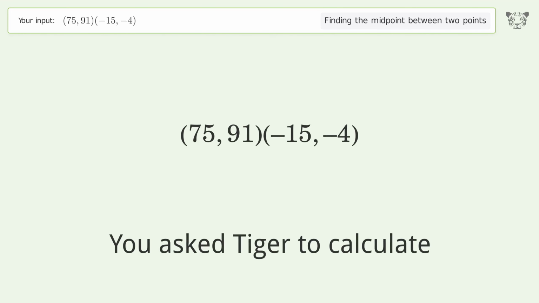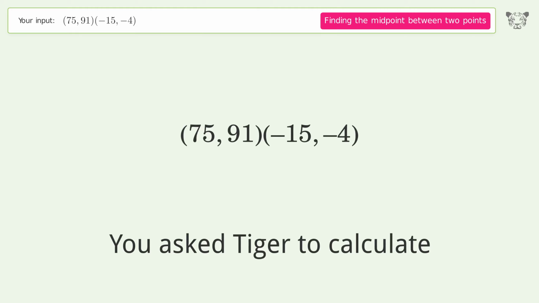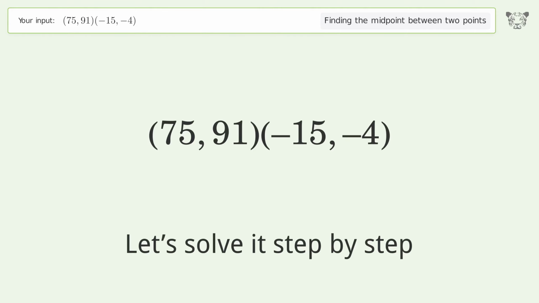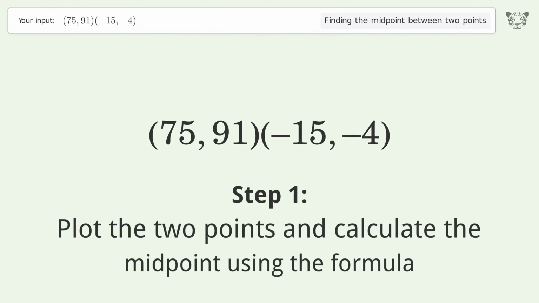You ask Tiger to calculate. This deals with finding the midpoint between 2 points. The midpoint between the 2 points is 30, 43.5. Let's solve it step by step. Plot the 2 points and calculate the midpoint using the formula.